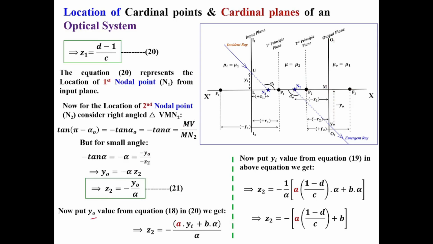Put the yo value from equation number 18 into 21. In 21, I mistakenly wrote this; this is your 21. First I have to correct it. Wait.